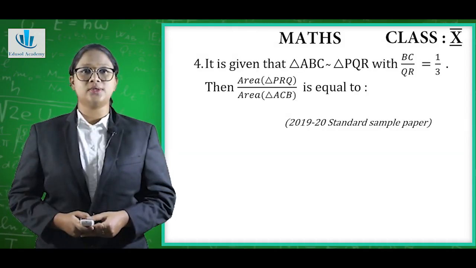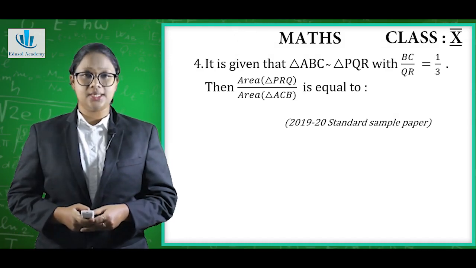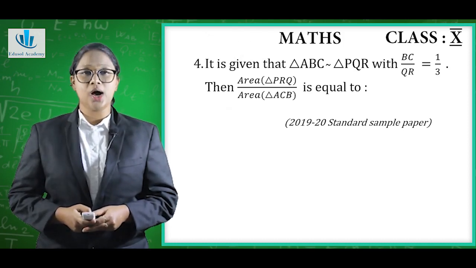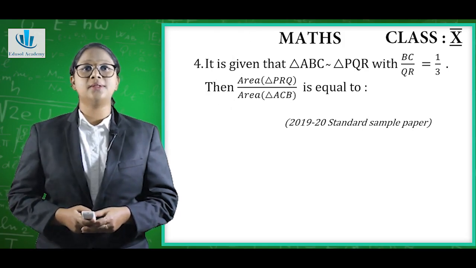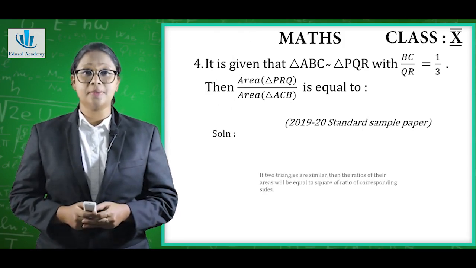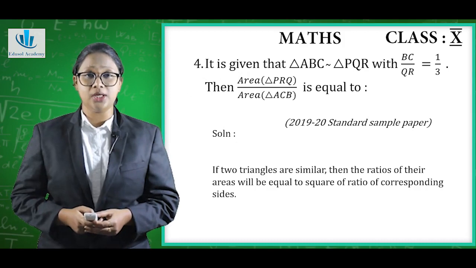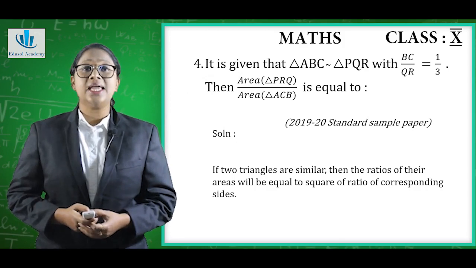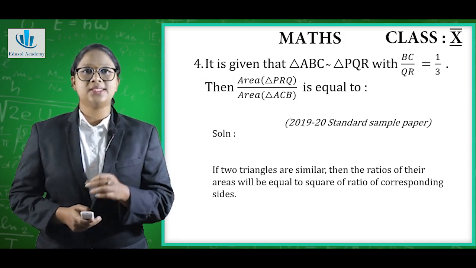Moving on to the next question. Let's read the next question. It is given that triangle ABC similar to triangle PQR with BC by QR is equal to 1 by 3. Find area of triangle PRQ by area of triangle ACB. I'll repeat the question. It is given that triangle ABC similar to triangle PQR with BC by QR is equal to 1 by 3. Find area of triangle PRQ by area of triangle ACB.